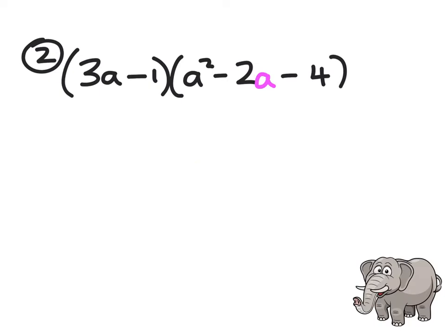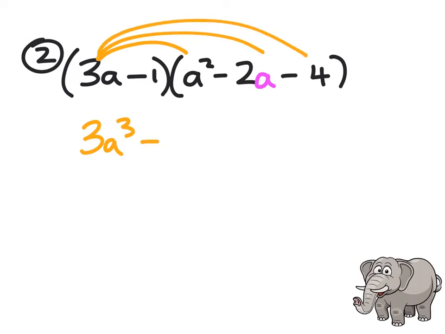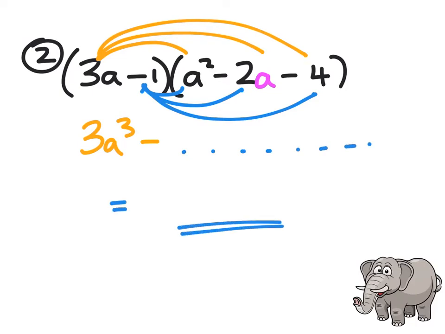For question 2, now please note that I've highlighted this A here, because in the question it says an x, so make sure you change that to an A. Once you've changed that to an A, then it's just 3a times a squared, which makes 3a cubed, 3a times negative 2a, 3a times negative 4, and then negative 1 times a, negative 1 times 2a, negative 1 times negative 4. You have a whole host of things here which you can simplify down for the final answer.